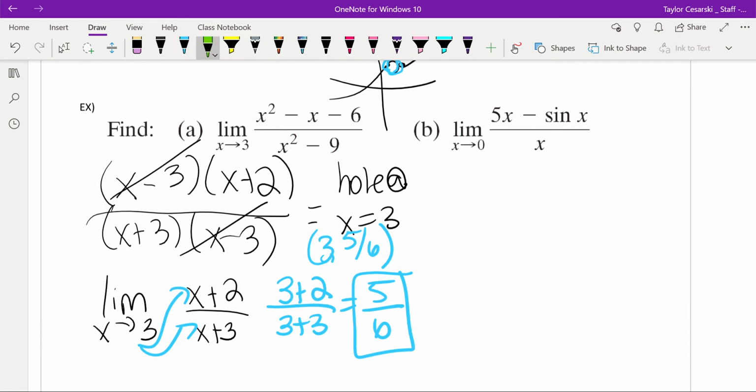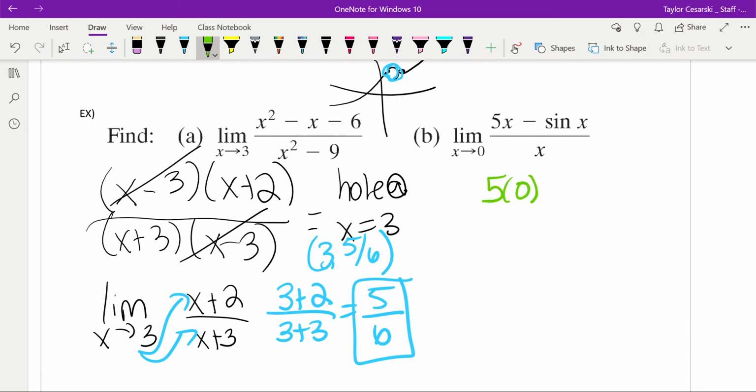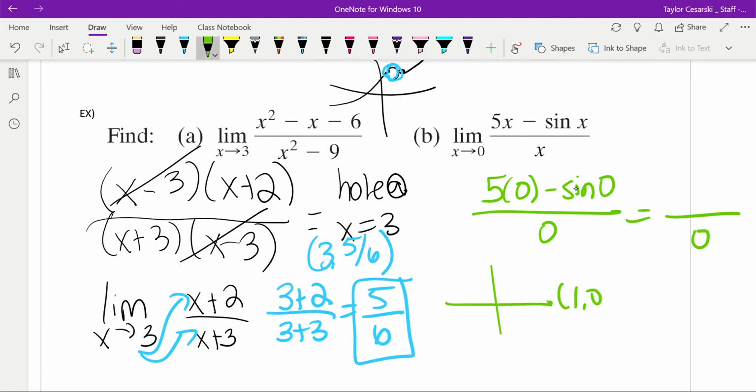All right, next one. So we're going to try again, plugging in 0. Now, hint, none of these are going to work, but it's okay. So 5 times 0 minus sine of 0 over 0. Well, I automatically know I have a problem because I have 0 on the bottom. Now, sine of 0, if you go over to your unit circle, is 0. And 0 minus 0 is 0. So that's not going to work. So let's erase that.